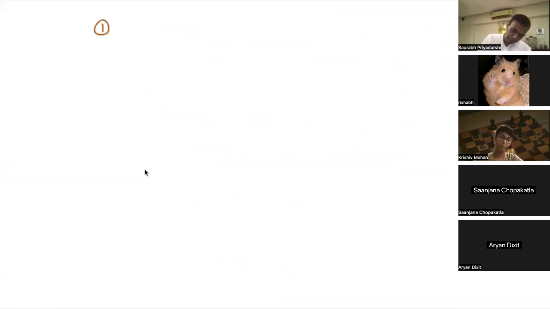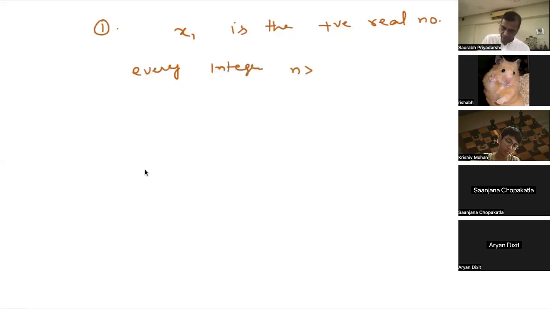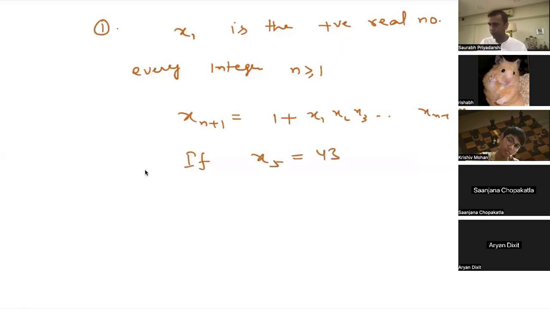First one. Okay, everyone? x1 is a positive real number, and for every integer n greater than or equal to 1, x(n+1) is equal to 1 plus x1 x2 x3 up to xn. If x5 is equal to 43, find x6.